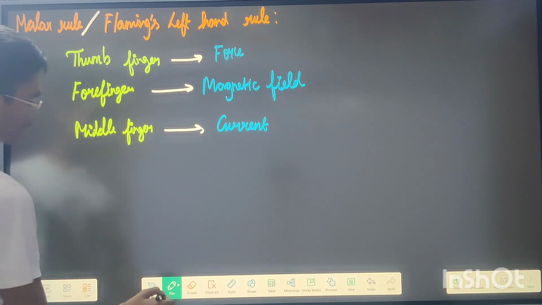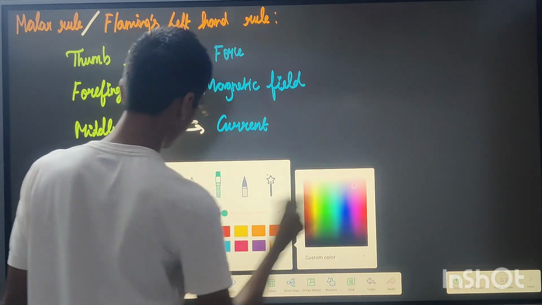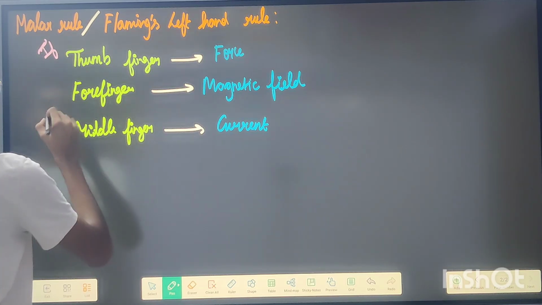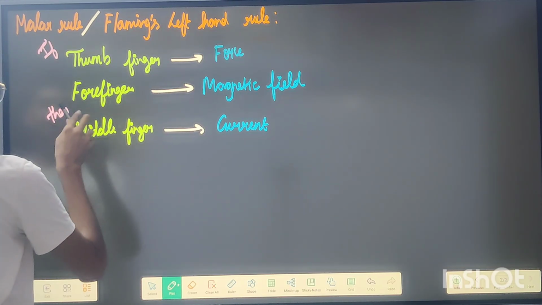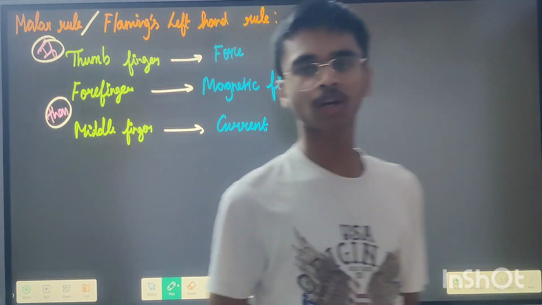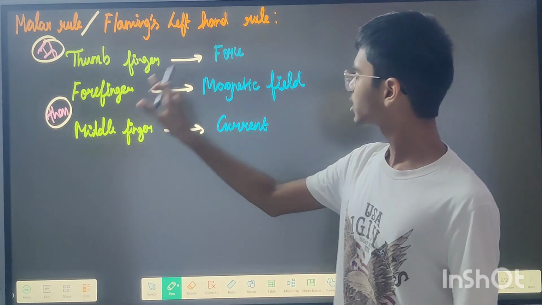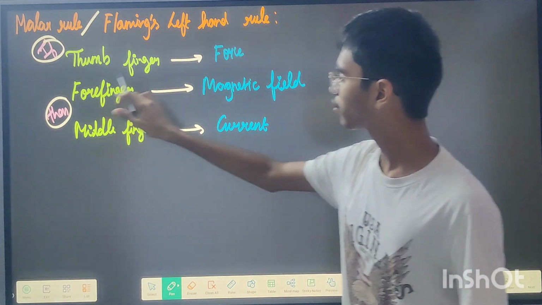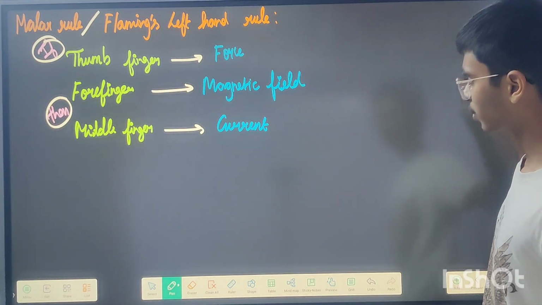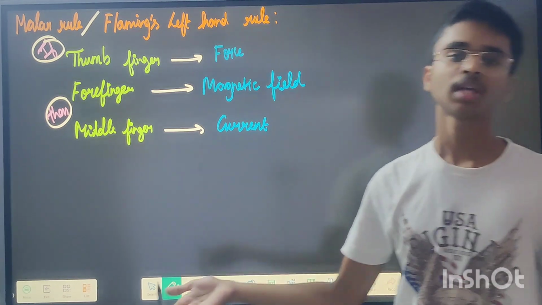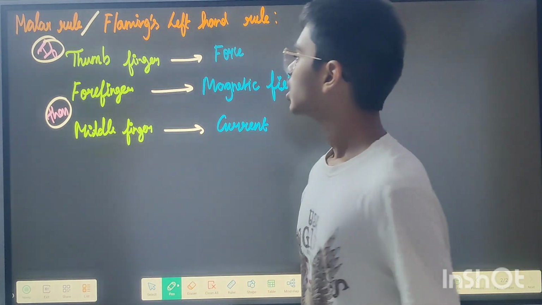And when you are writing this, according to the English grammatical rule, you have to put "if, then". For every rule, whichever hand you are using, if the thumb represents the direction of the force that is produced by the magnetic field, and if the forefinger represents the direction of the magnetic field, then the middle finger will represent the direction of current. This is how we have to write.